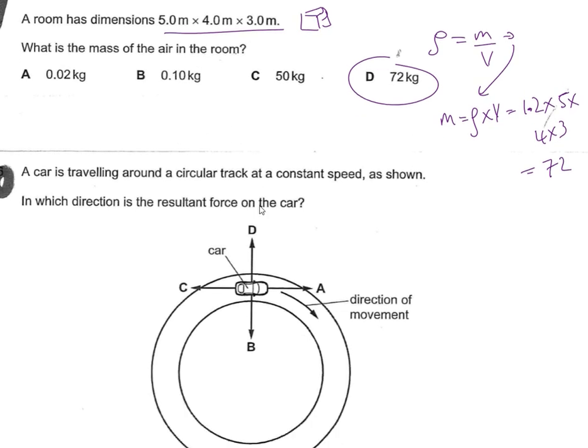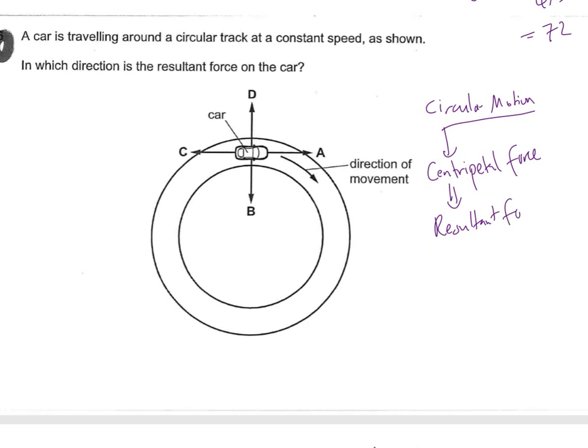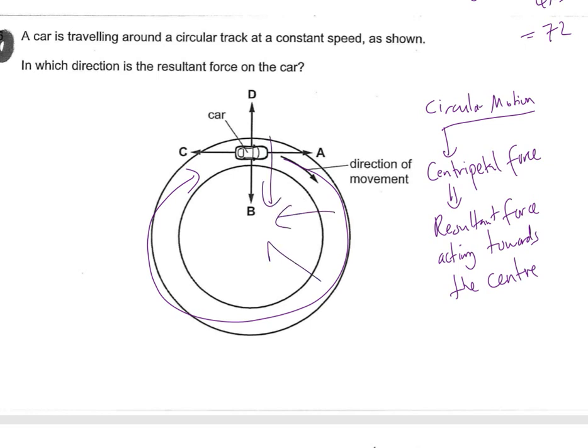That's the answer. Okay, now this is circular motion. In circular motion, what we have is something called the centripetal force. The centripetal force is the resultant force acting towards the center. That is what's keeping the object going around. If my car is going around, there must be something pointing inside that's keeping it going around. So the answer is B.